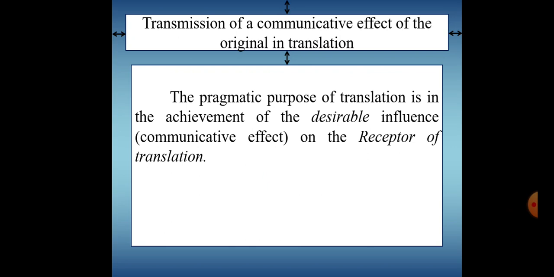In a number of cases, the pragmatic purpose of translation is in the achievement of the desirable influence or communicative effect on the receptor of translation. The communicative effect which must be reproduced in translation may be determined by the dominant function of the original. Having read the works of Shakespeare, Dickens, and others, a reader must feel all the talent of the author of the original, understand why he is considered to be a great writer or a poet. If a translator manages to achieve it, we can speak about the adequate reproduction of the original's communicative effect.